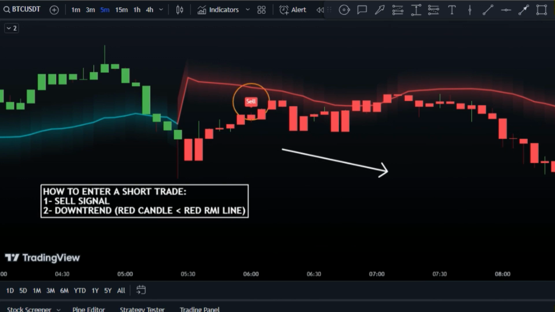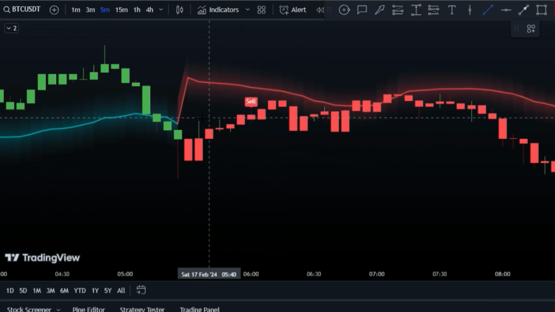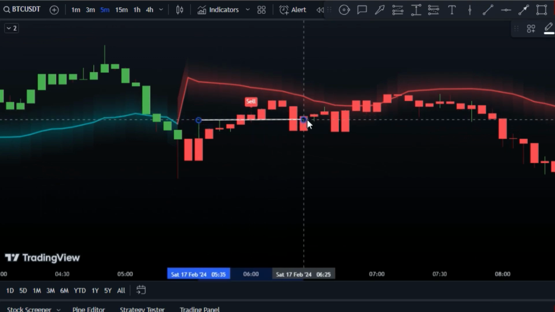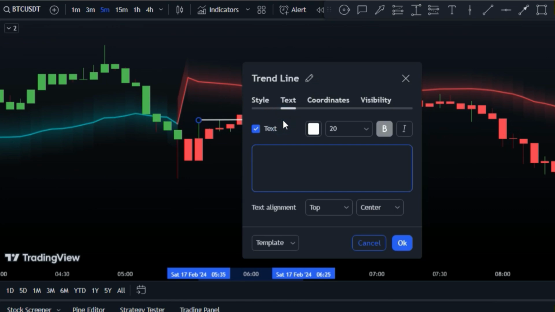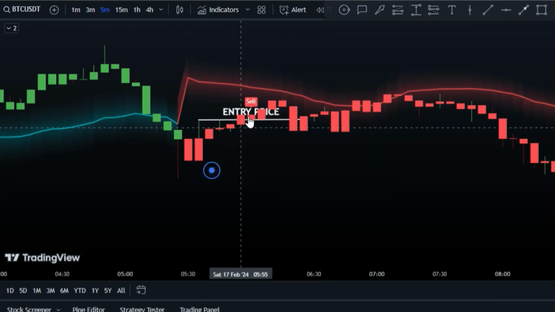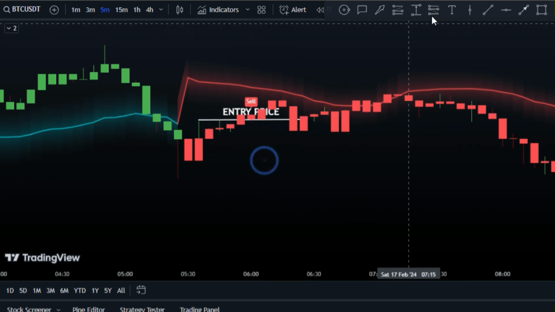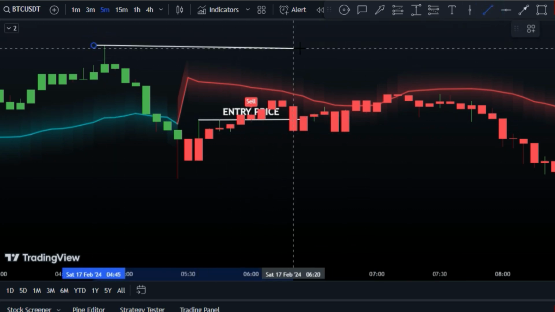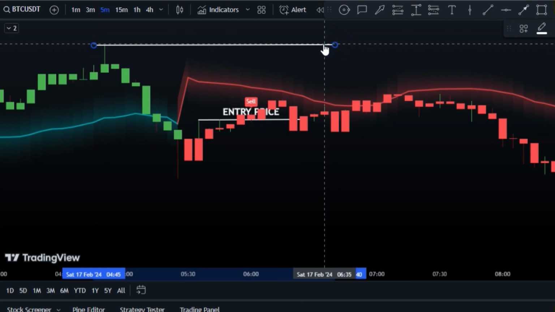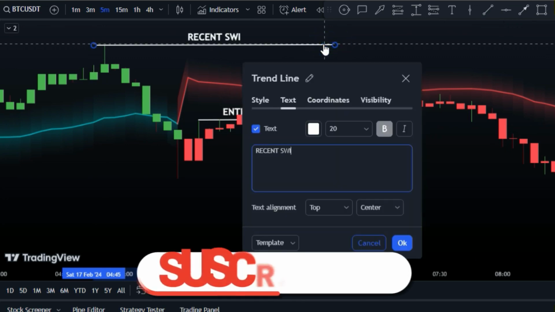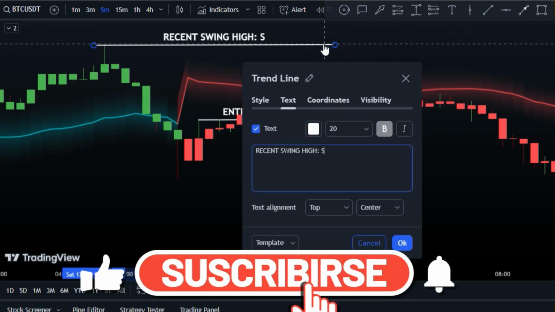Once the sell signal and downtrend are validated, you can confidently enter a short position. And to protect your trade, set a stop loss using either the RMI trend indicator or the recent swing high of the market.